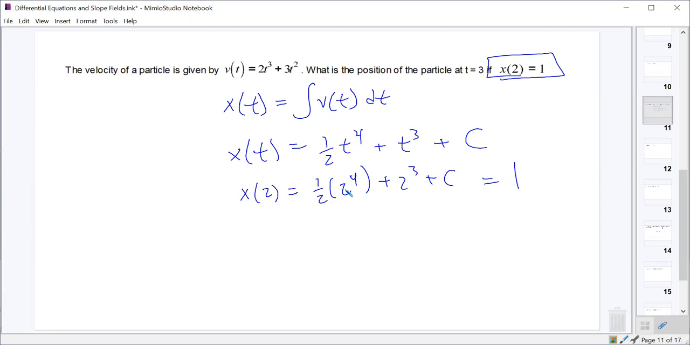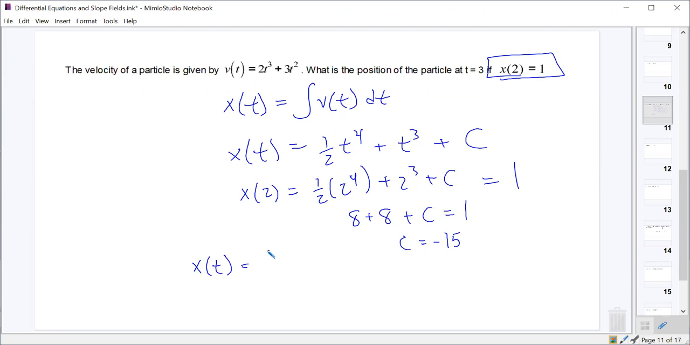And so what do we get? 2 to the 4th is 16 divided by our 2, should be 8, plus another 8, plus c is 1, and our c value is negative 15. Everybody good with that?